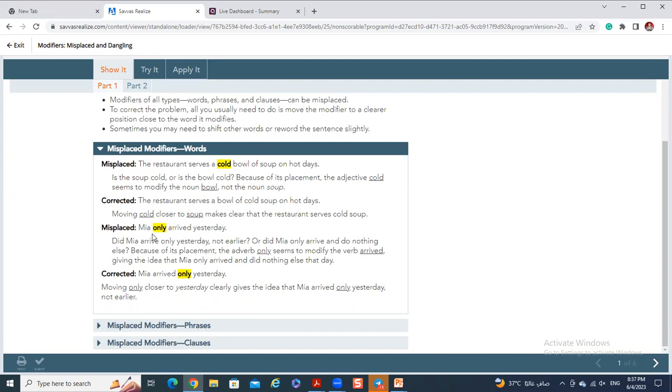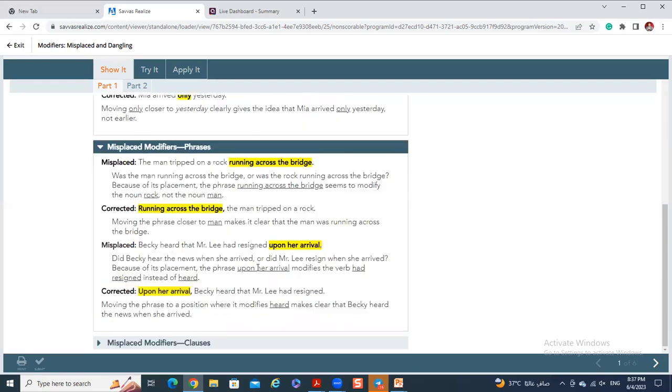The same thing here. Maya only arrived yesterday. So she didn't do anything except arrive. So only here is misplaced. It's an adverb. It must be before yesterday, because she arrived only yesterday. Now for the phrases. The man tripped on a rock running across the bridge. Here, running across the bridge modifies rock, and it must modify the man, not the rock. Because of that, it's misplaced. So it must be written: running across the bridge, the man tripped on a rock.